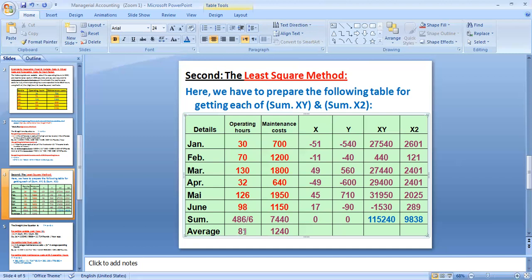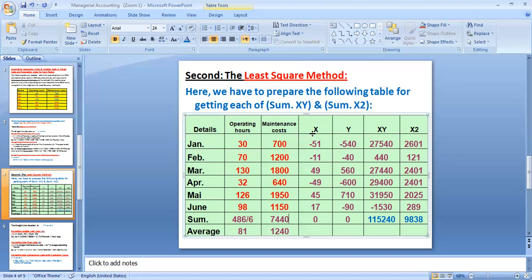Please, can you deduct the 81 from each month? I mean, 30 minus 81 gives minus 51. 70 minus 81 gives minus 11. 130 minus 81 gives 49 positive. 32 minus 81 gives negative 49. 126 minus 81 gives 45. 98 minus 81 gives 17.